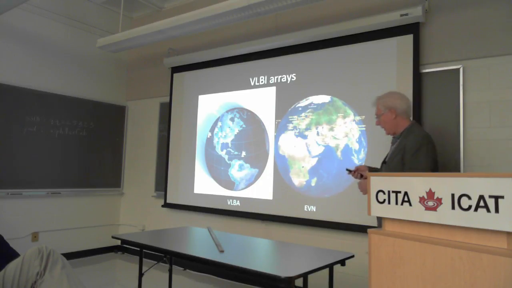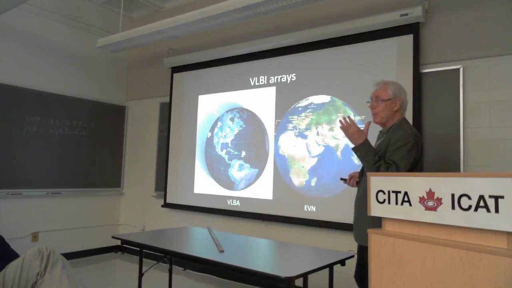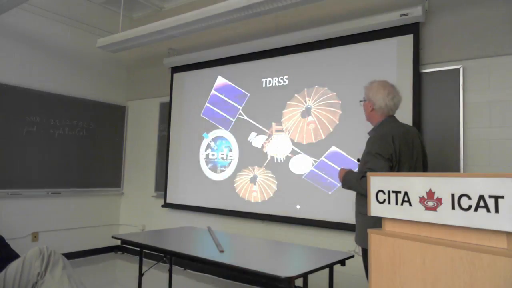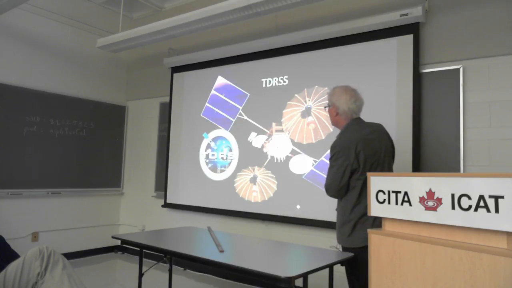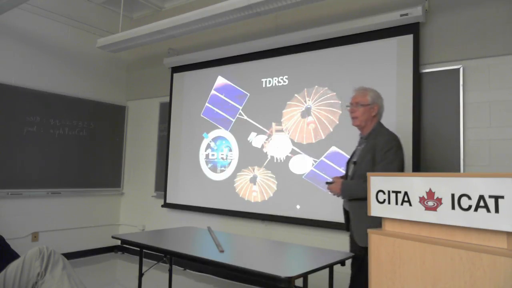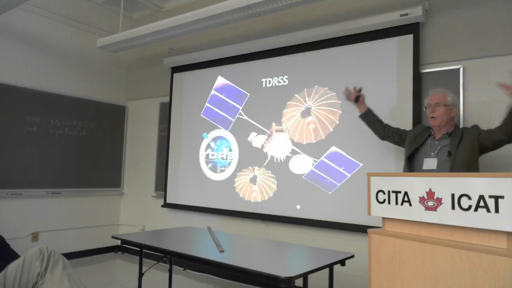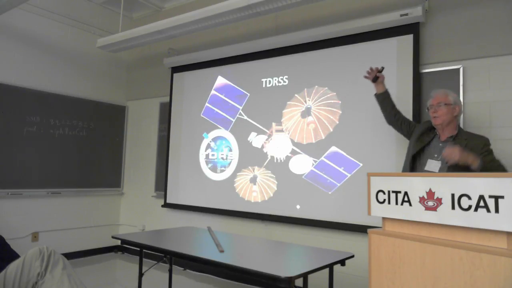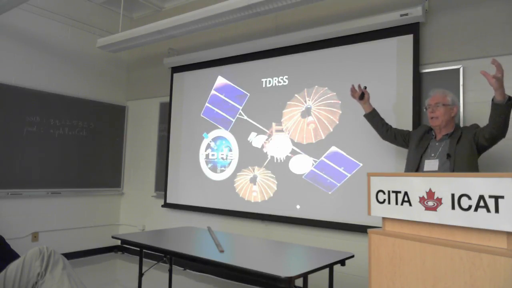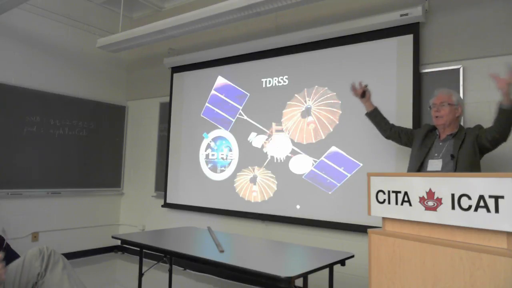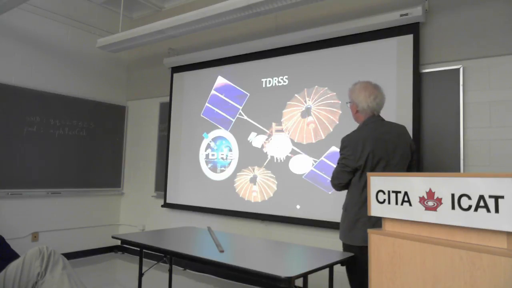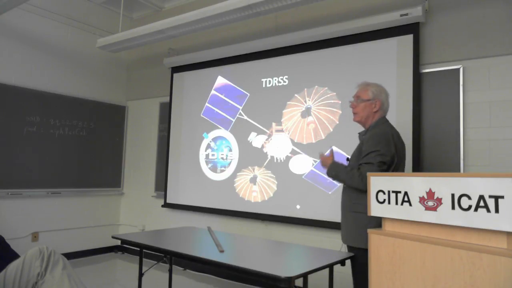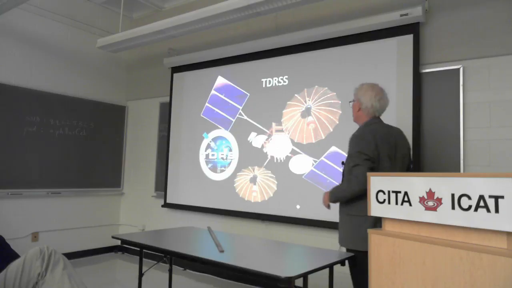Then we come to space VLBI, and the first observations were done with TDRS, an American tracking and data relay satellite. That is a satellite that communicates from satellite to satellite. Usually it's just satellite to the ground, but these TDRS satellites actually broadcast information from satellite to satellite. That was out of work, so they used this antenna and got the first fringes in space.